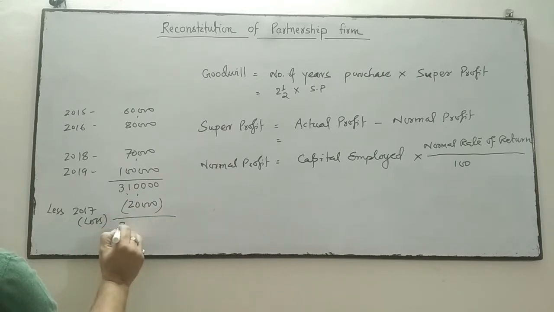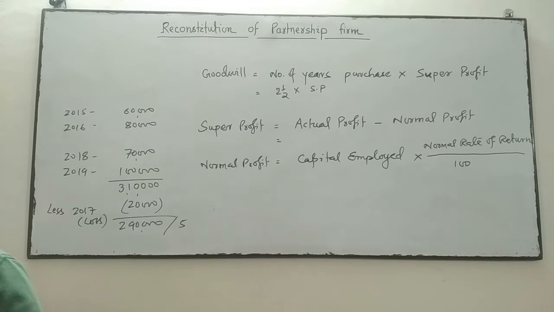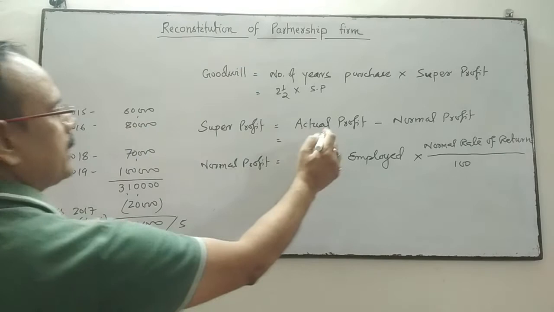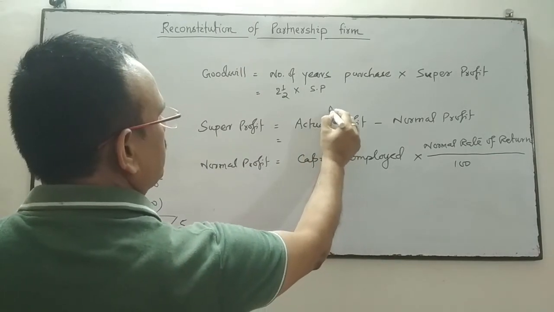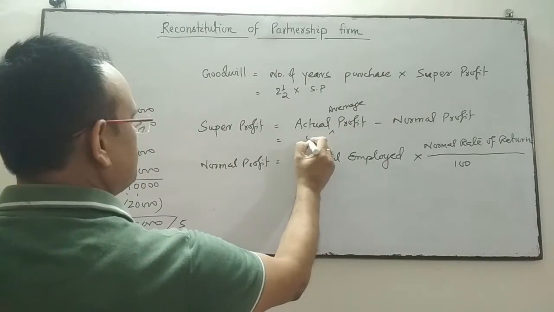So 2,90,000 is the total profit, divided by 5 because it's a 5-year profit. So the average profit is 58,000. So the actual average profit of the last 5 years is 58,000.